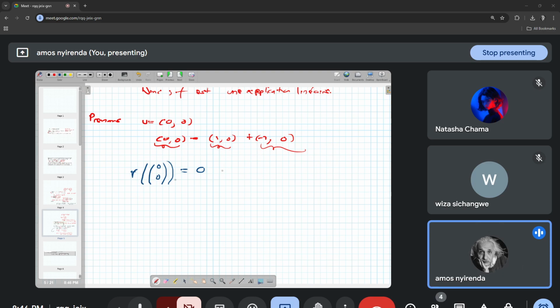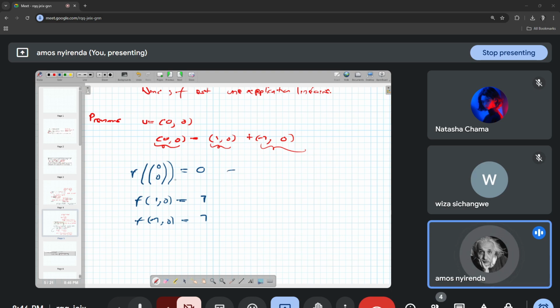But then let's look at f of 1, 0. What is f of 1, 0? Well, f of 1, 0 is 1. What is f of minus 1, 0? It's also equal to 1, because minus 1 squared is 1. So it gives us the same thing.